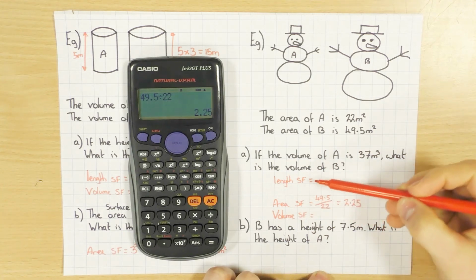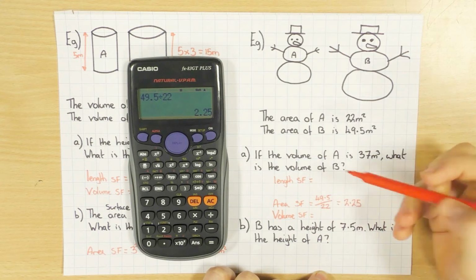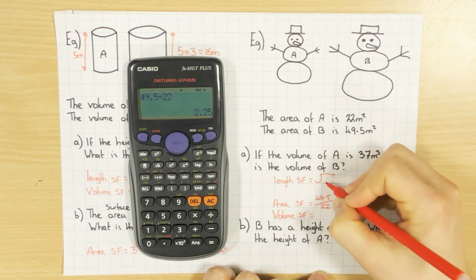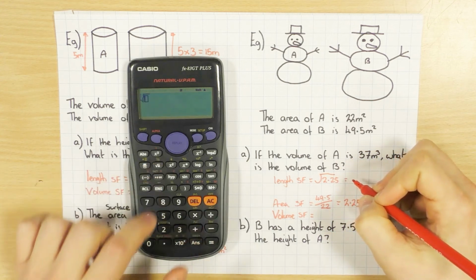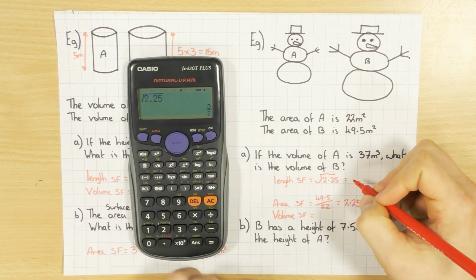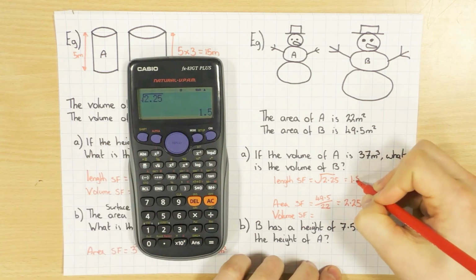so to go from the area back to the length, if I go from length to area, I square it. So do the opposite to go back. So I square root 2.25. So let's do that. The square root of 2.25 is 3/2. So again, you could use that as a fraction, or it's 1.5.